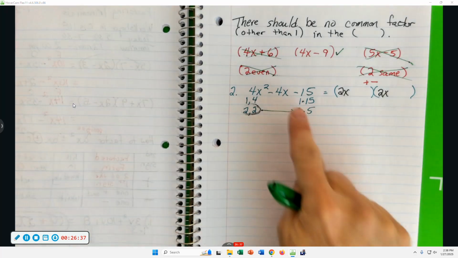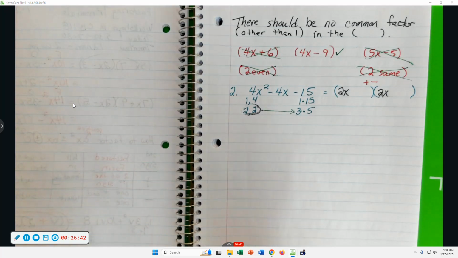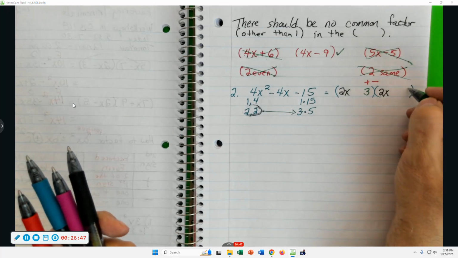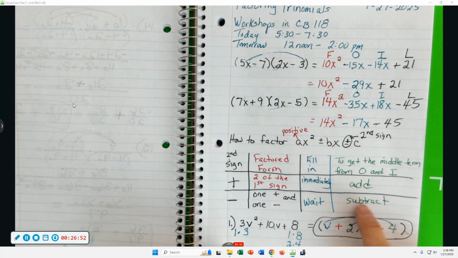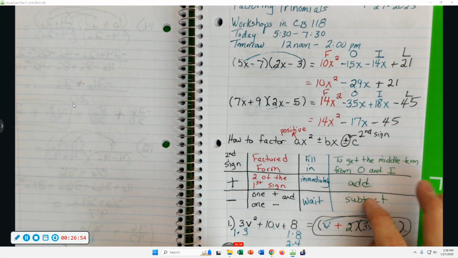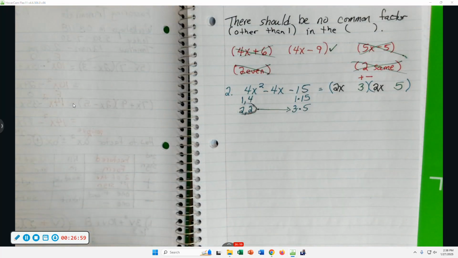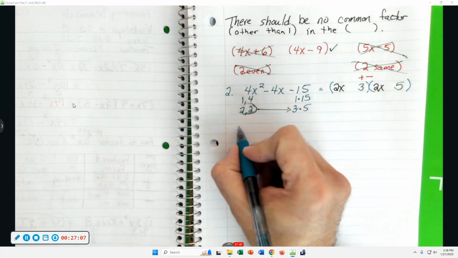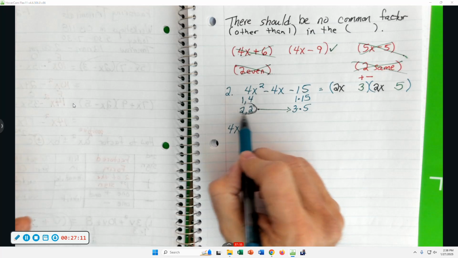Like the 1 and 15, they're far apart on the number line. The 3 and 5, they're close together. So I'm going to try it like that. A 3 and a 5. Now we want the outer and inner terms to subtract to give us that middle term. So if I started foiling out, and again, I've got to FOIL out just to check and see if I'm doing it right. We'd have a 4x squared. I don't really need to write that because I know that's what we're going to have, because I only chose numbers that multiply together to give 4.